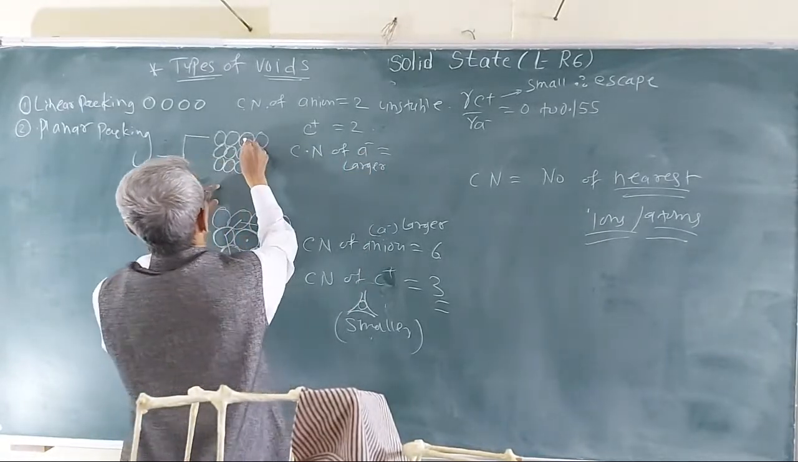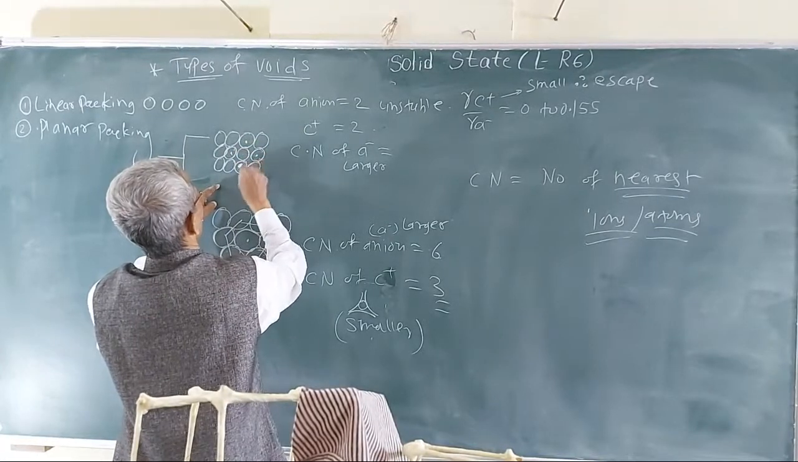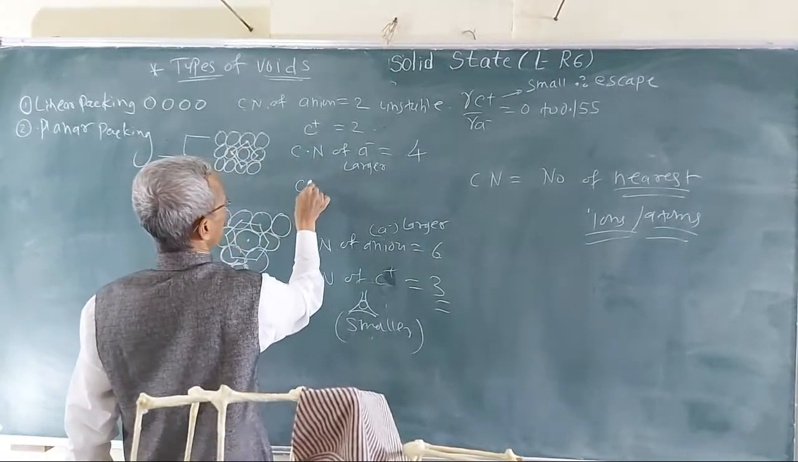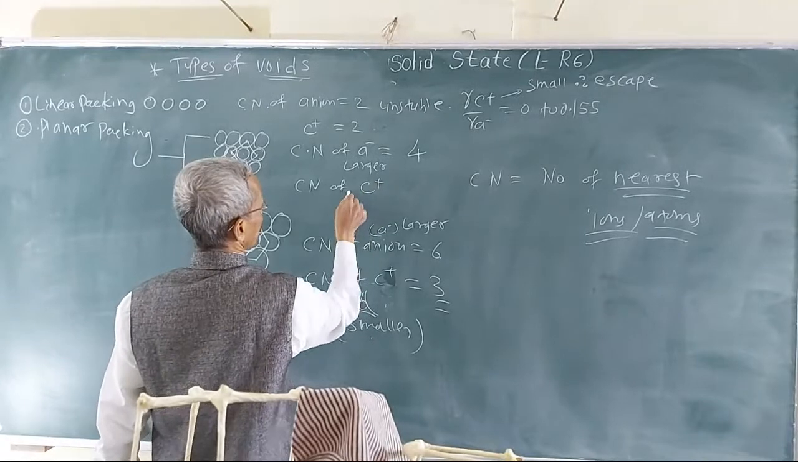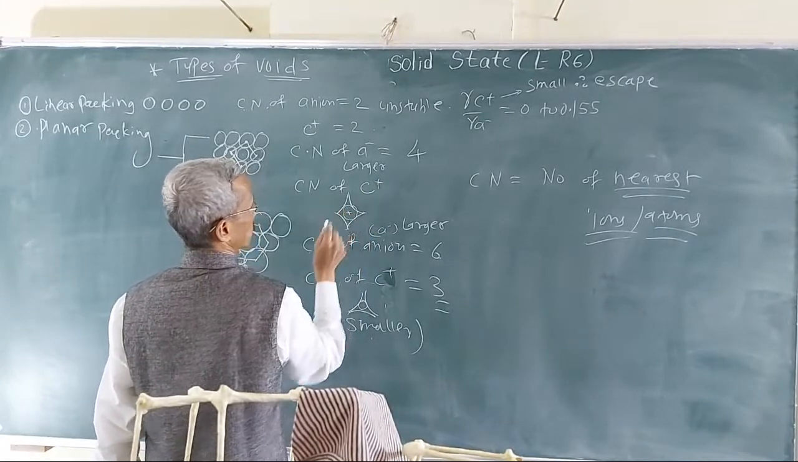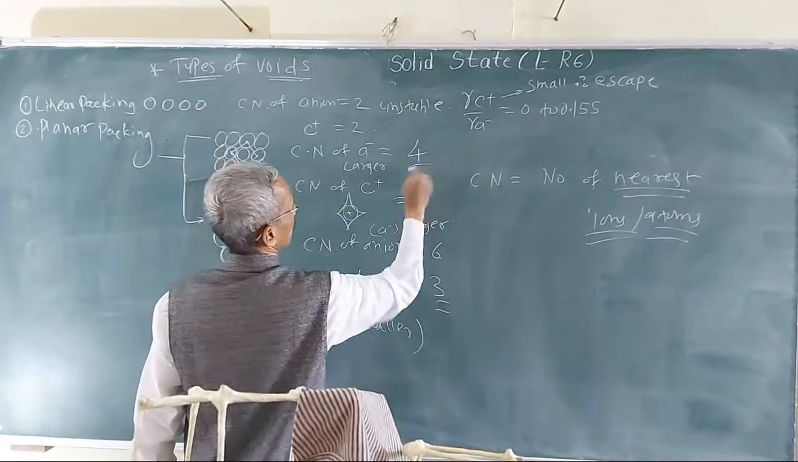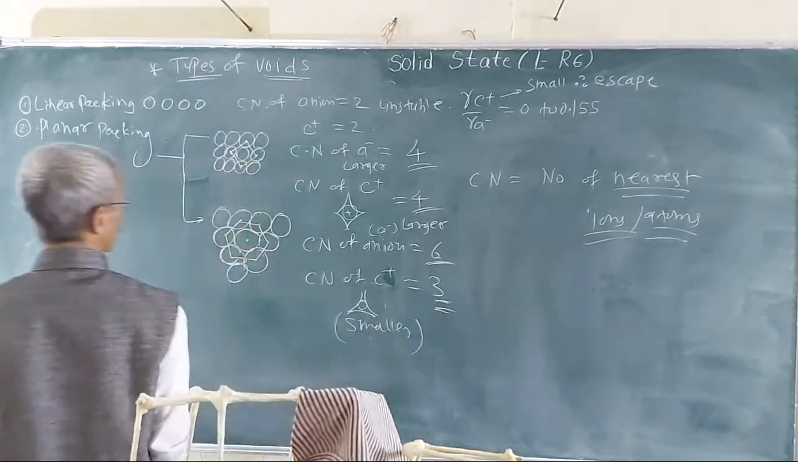If you consider this one surrounded by 1, 2, 3 and 4, so here it is 4, and the coordination number of the cation, smaller in size, sits in a hole like this. So here the cation, positively charged, is also surrounded by 4. So here there are 4 and 4, but earlier 6 and 3 coordination numbers.